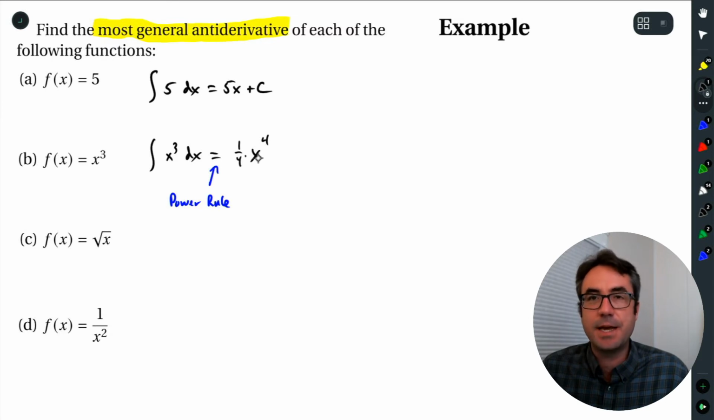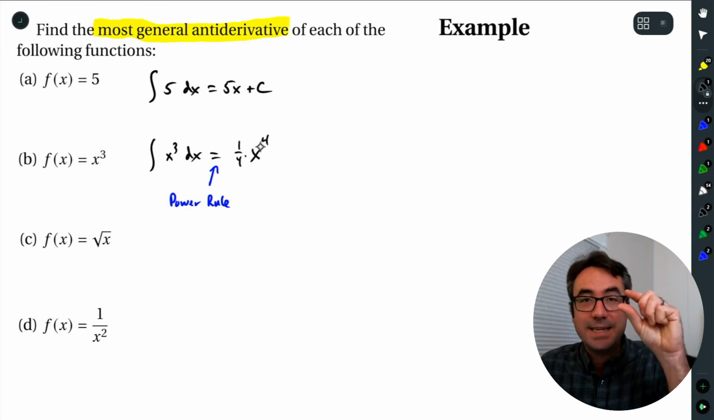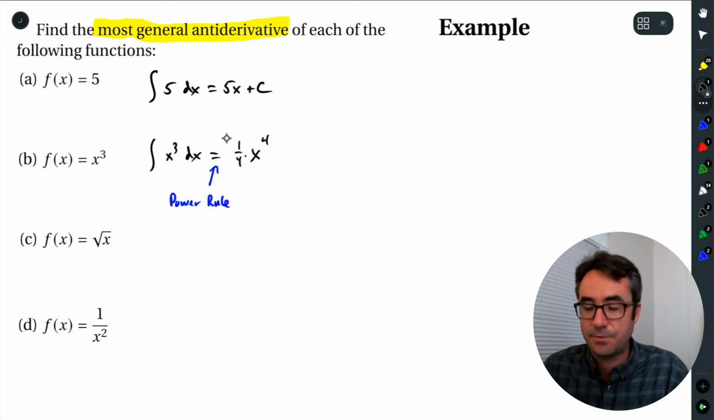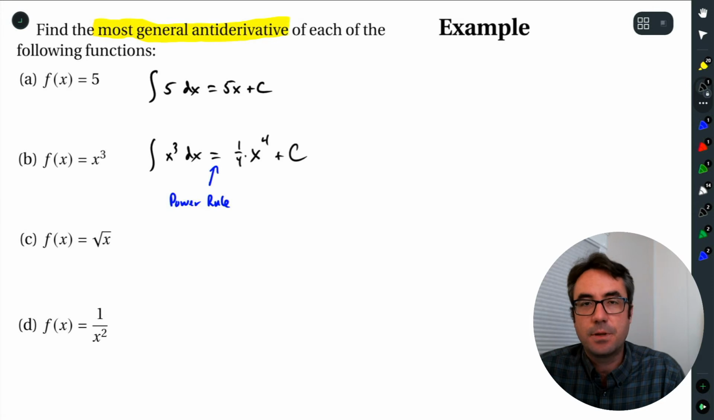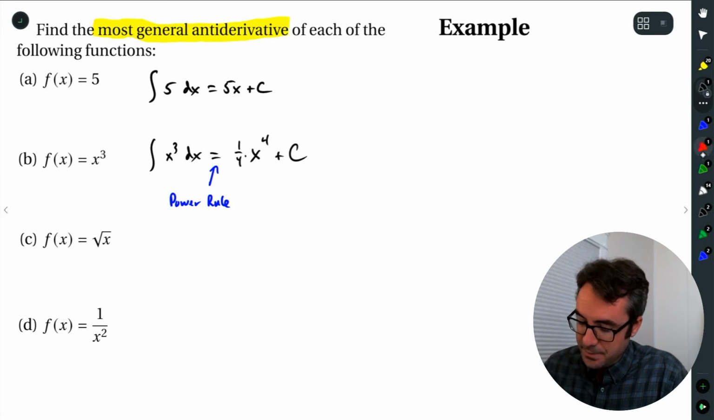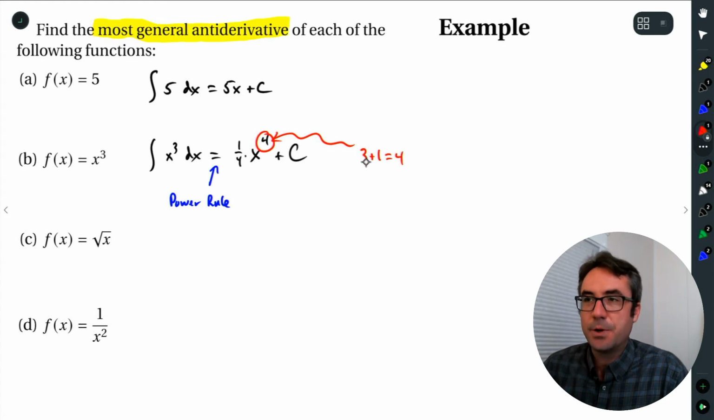We keep our variable the same. We add 1 to get our new exponent, so we go from 3 up to 4. And then I take that new exponent and I flip it and put that in front. That's a constant that goes in front. And then, as with all of these, plus c at the end. All right. So really behind the scenes here, this 4 is 3 plus 1 equal to 4. We don't normally show that 3 plus 1, but when you're practicing, if you want to show that, perfectly fine. All right, let's try the next one.